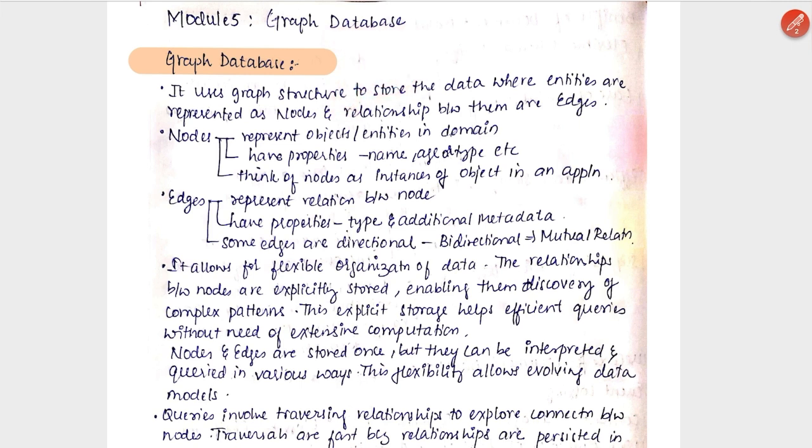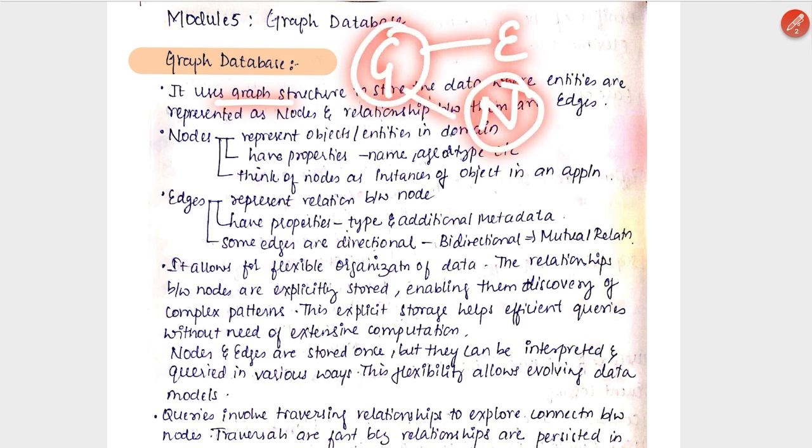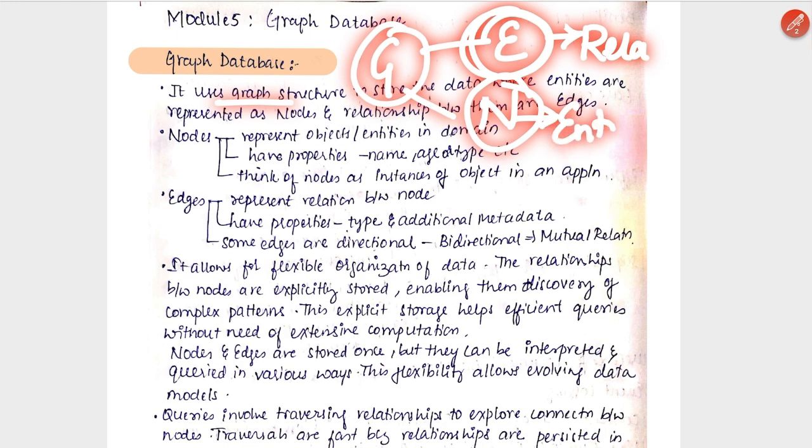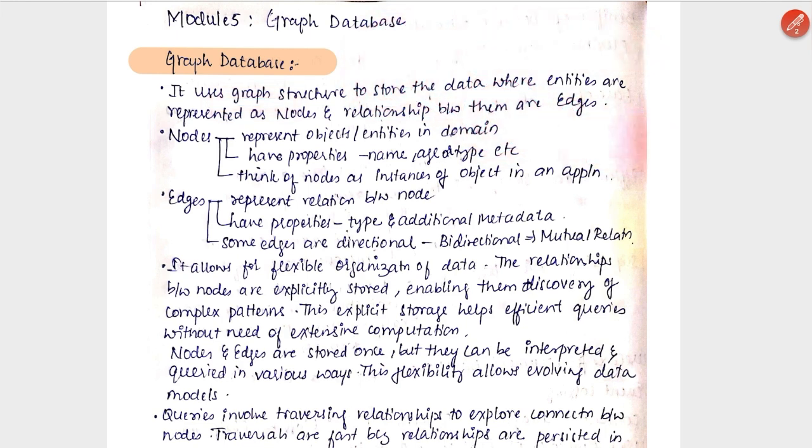So a graph database will make use of a graph structure. We know a graph structure comprises edges and nodes. These edges will contain the relationships, and these nodes will have the entities. There are multiple entities present as the nodes here. So nodes will represent the objects or entities in that particular domain.